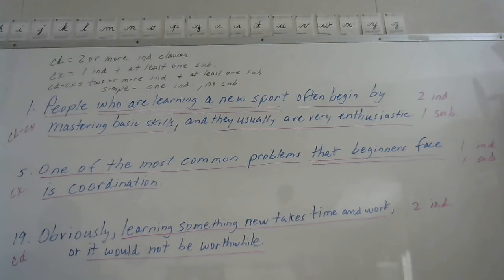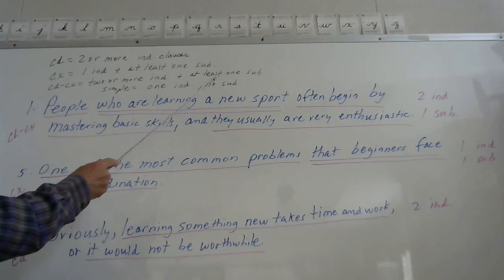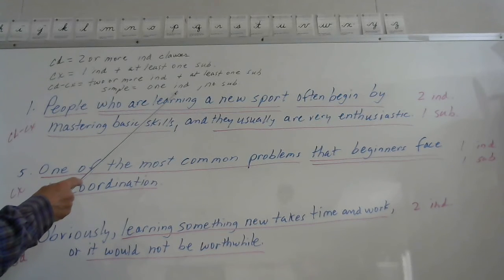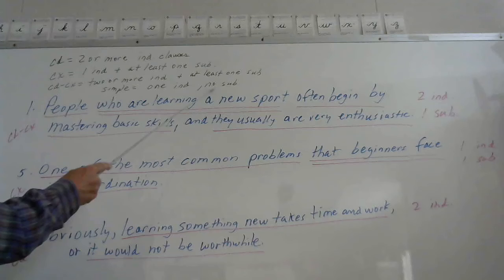Okay, so a compound complex has two or more independent clauses and at least one subordinate. And a simple sentence has one independent clause, which is a complete sentence, and no subordinate.